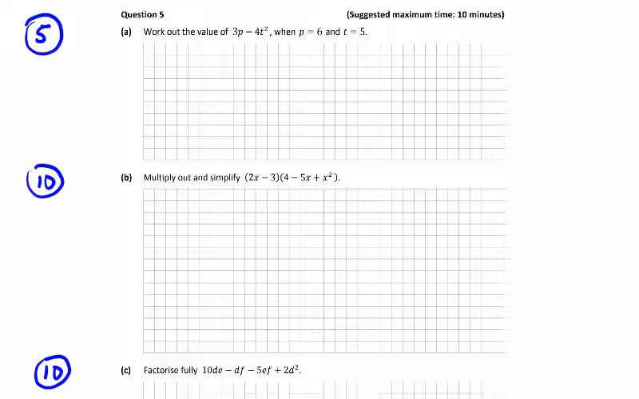Question 5, the final question in this video. Work out the value of this, substitution. Part B, multiply out and simplify. You're thinking to yourself, for real? And then a 4-term factorization, which you guys are brilliant at.